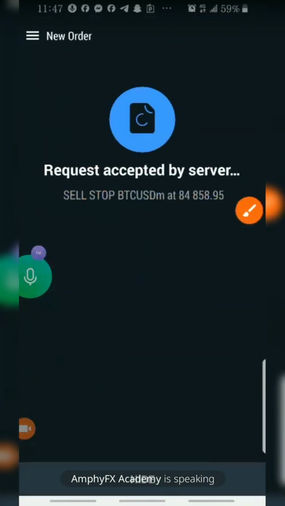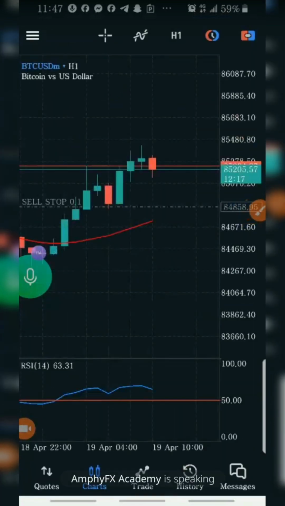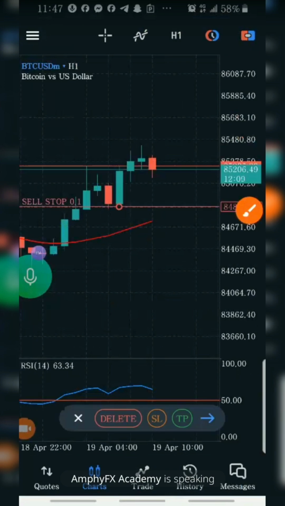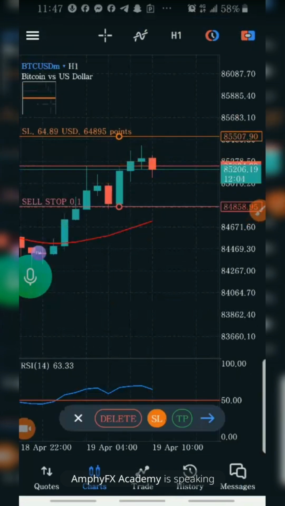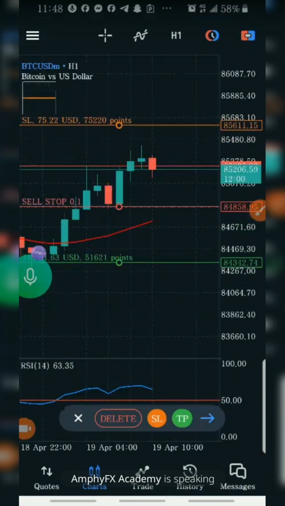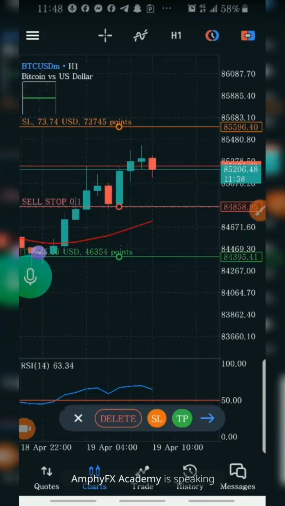Now I've not put my SL and my TP. I'll click on that gray line, and it will bring this thing again. I'll click on SL, and it will bring my SL above. I'll set it somewhere. I'll click on TP to bring it below, and set it somewhere. Since I'm selling, SL has to be above. Stop loss has to be what? And TP has to be below. So that's for sell stop.